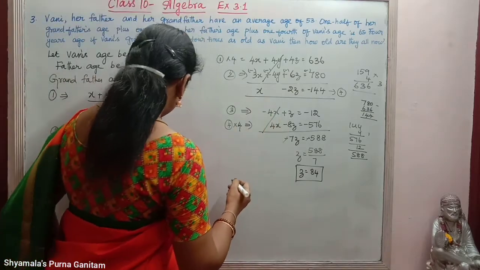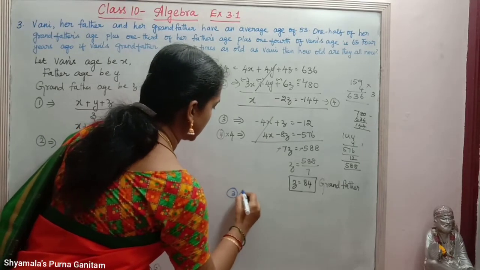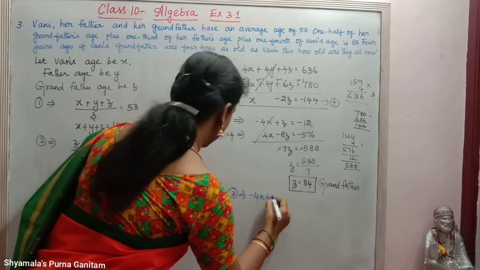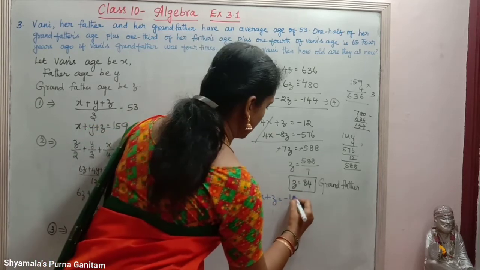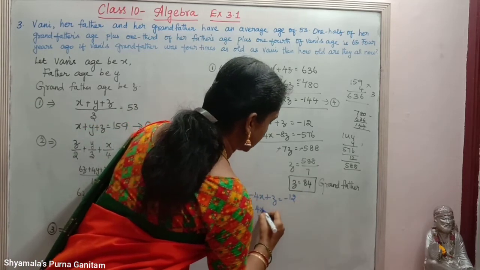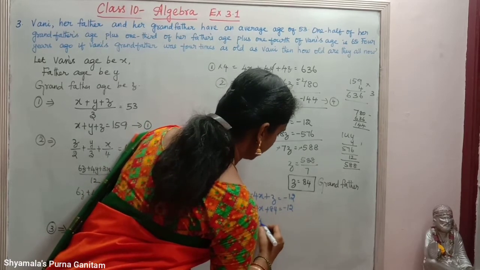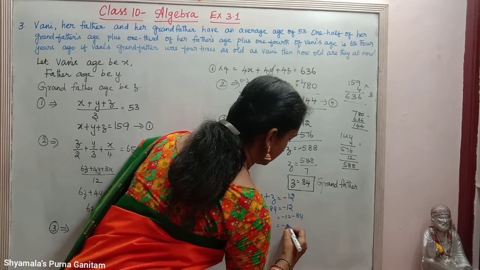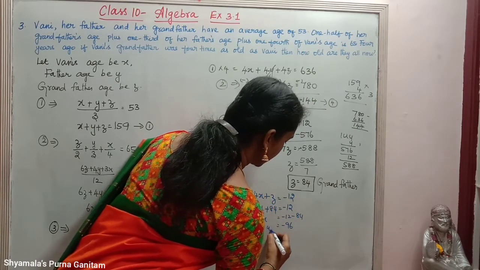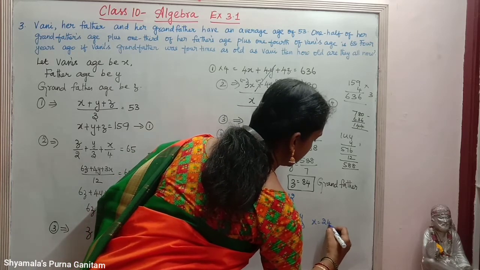Now we take the third equation: minus 4x plus z is equal to minus 12. So minus 4x plus 84 is equal to minus 12. So minus 4x is equal to minus 12 minus 84, that is minus 96. The minus signs cancel, so x is equal to 24 years.